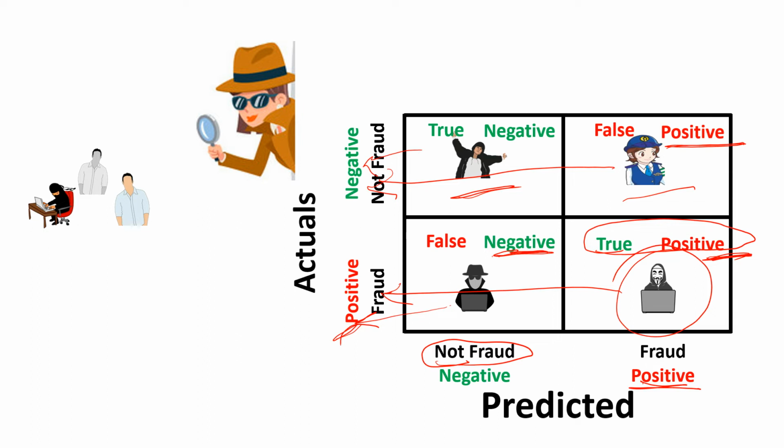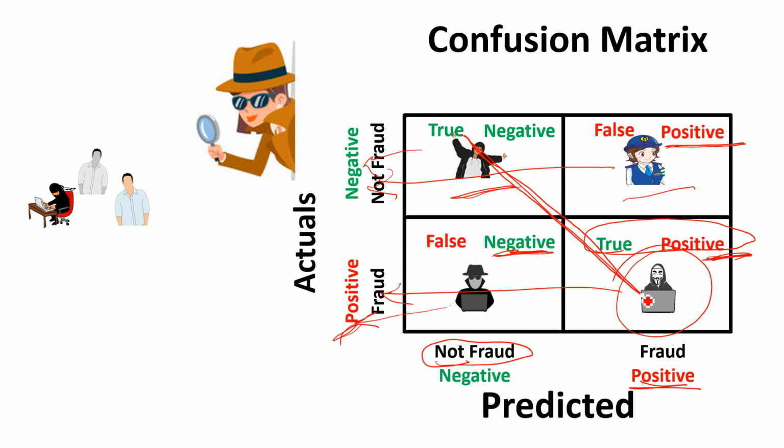Now let's put them in a box, and that's how it makes a 2 by 2 box. This kind of table is known as a confusion matrix, in which on this diagonal what you see is generally correct prediction, and on this diagonal what you see is incorrect prediction. Okay, so this is the confusion matrix in a nutshell.